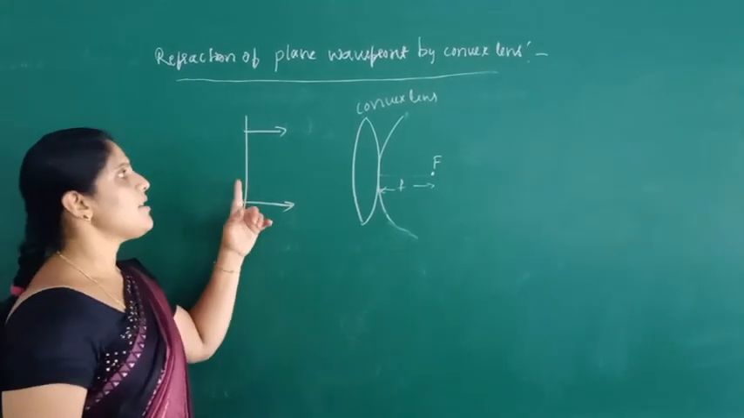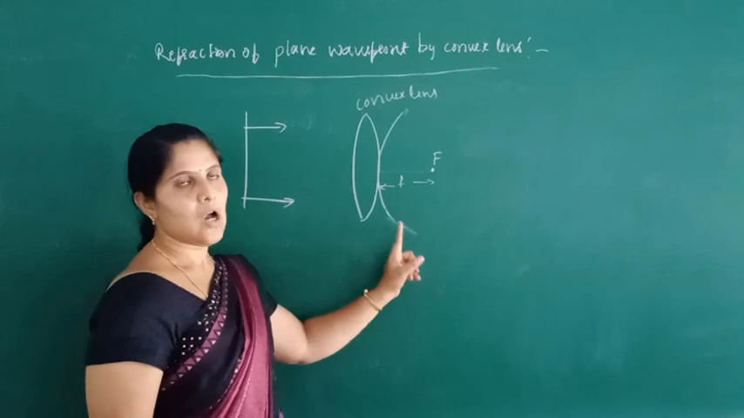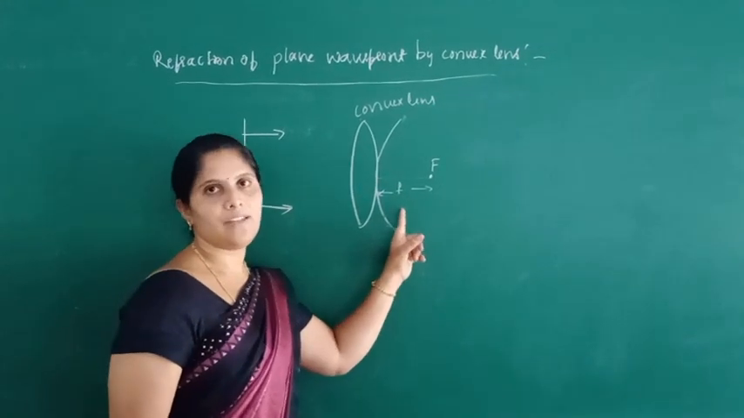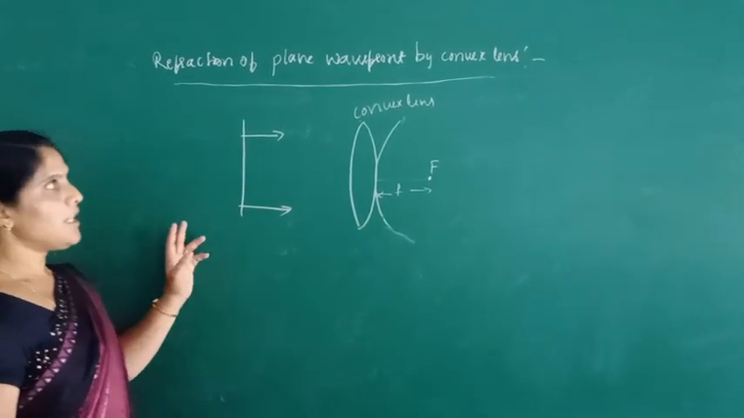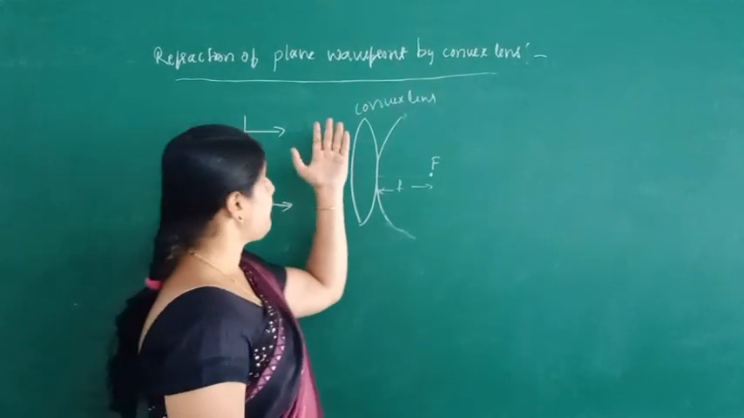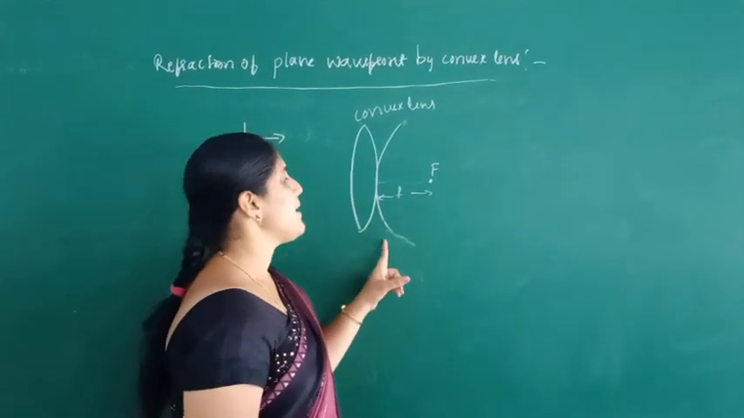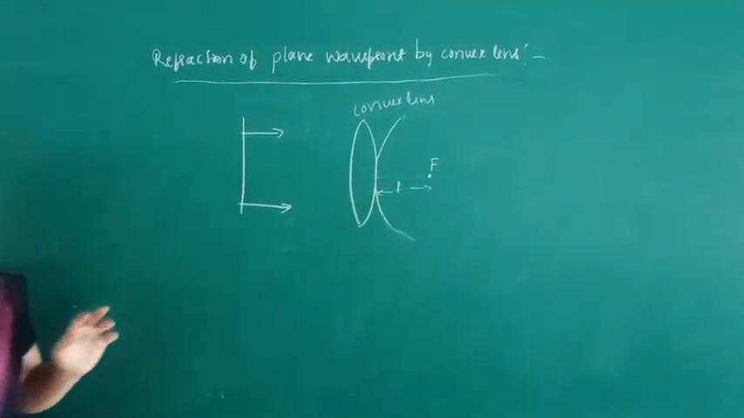When a plane wavefront is incident on the convex lens, we will get a spherical wavefront of radius small f, that is the focal length. What type of wavefront is obtained when a plane wavefront is incident on the convex lens? We will get a spherical wavefront.